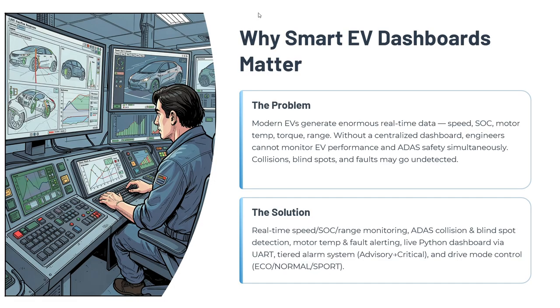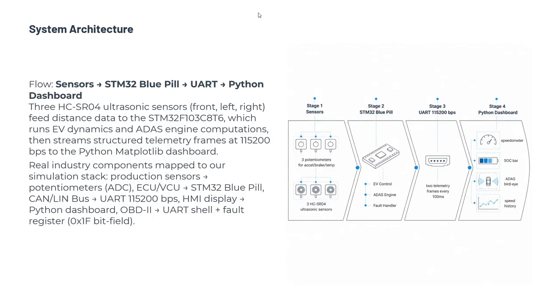Before looking at the code, let's ask a simple question. Why do we care? Modern electric cars aren't just mechanical machines anymore. They are computers on wheels. A smart dashboard is crucial because it acts as the bridge between the car's brain and the human driver. It translates the complex sensor data into clear visual signals so the driver can make split second safety decisions. And then we have to build this.